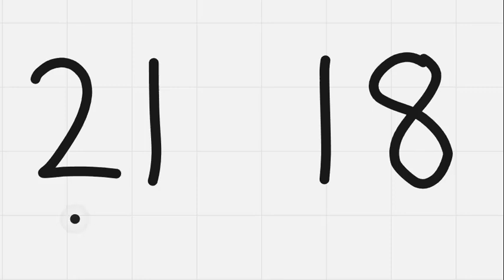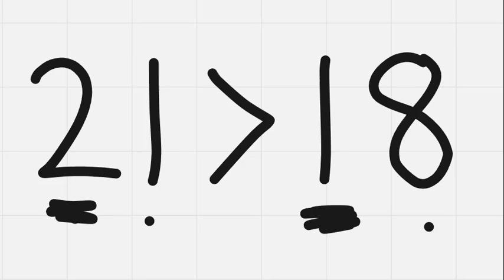Here we have 21 and 18. 8 is the biggest digit out of all of these, but we don't care about the second digit. We always want to look at the first one. We have a 2 and a 1. The 2 is bigger than the 1, so we say 21 is greater than 18. Nice job.